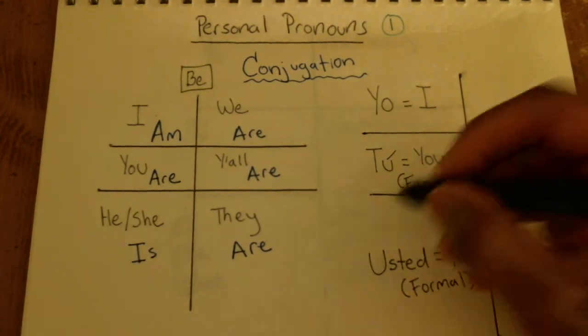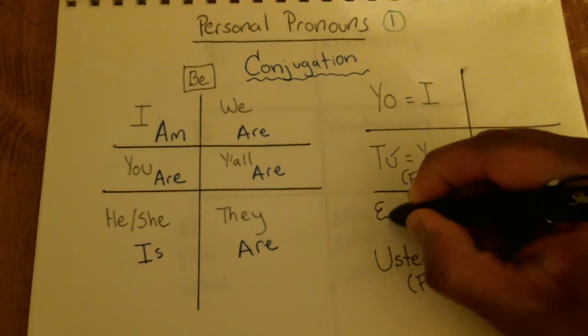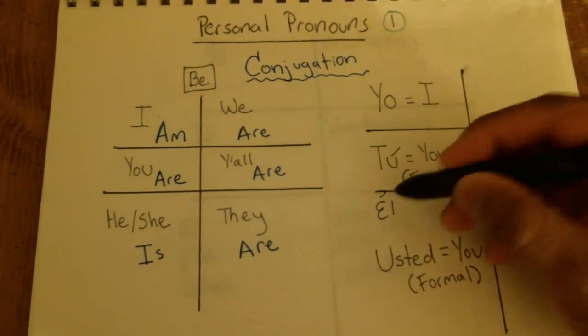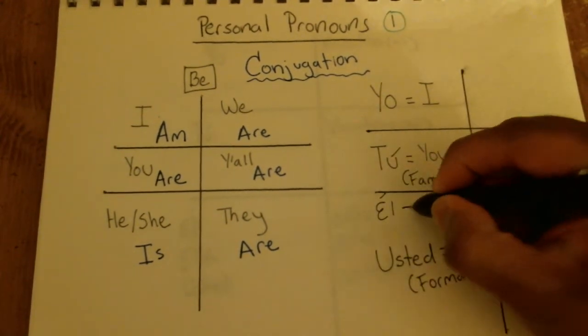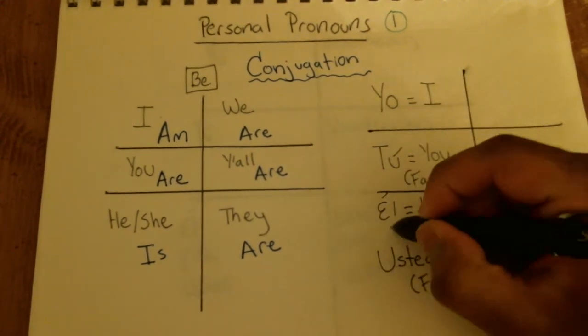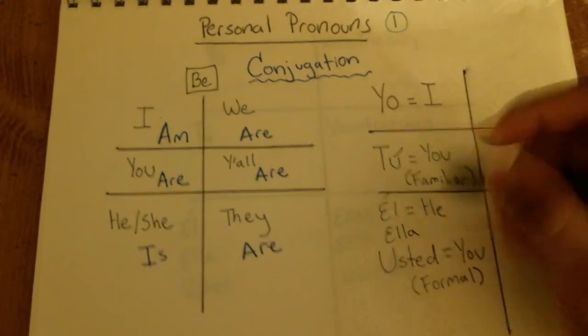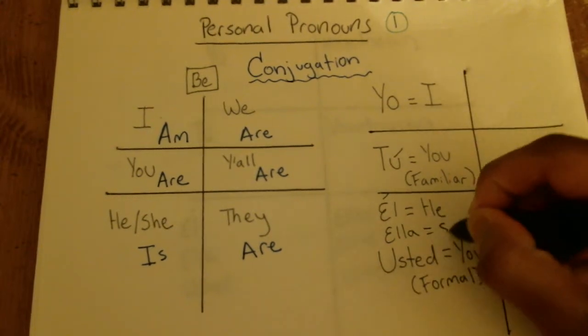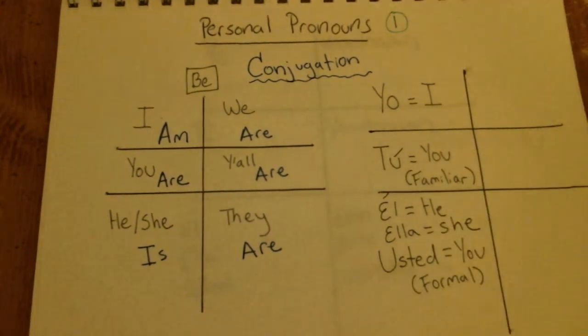Now, the other subject pronouns, él, okay, and you have to put your accent mark over the E, él, means he. And ella means she, okay?